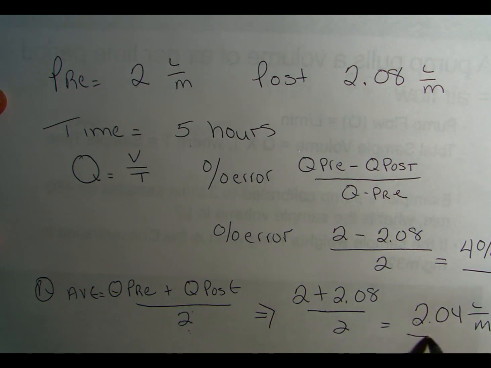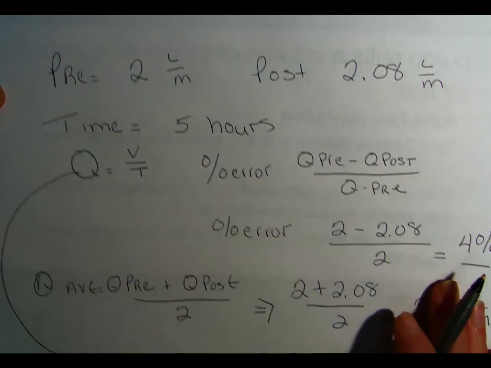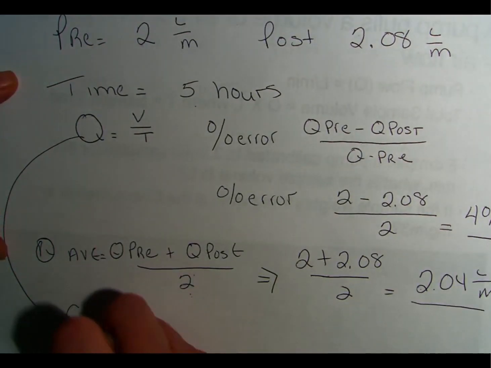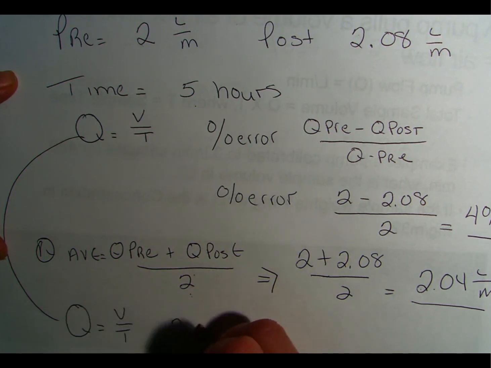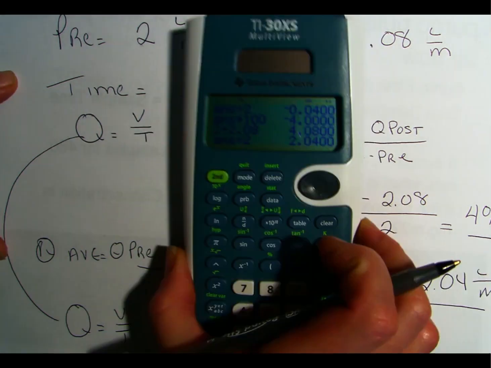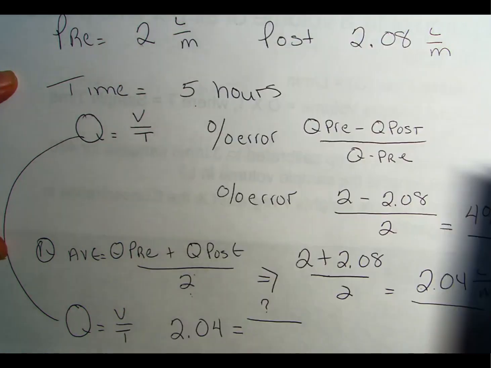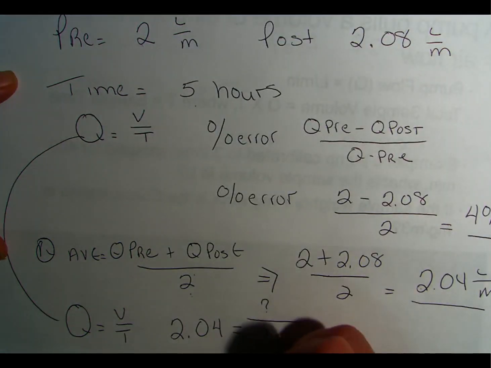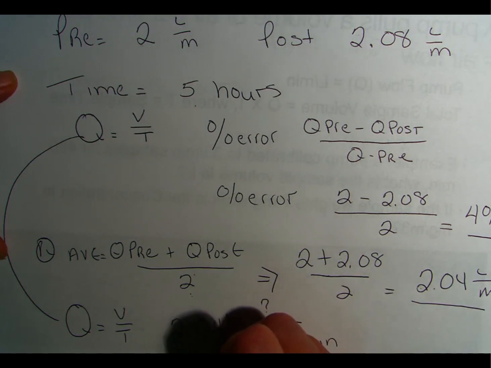Now I need to use this to come up with a sample volume to send to the lab. I'm just going to use this formula right here. Q equals V over T. So that's 2.04 equals some volume over my time. So I had 5 hours times 60 minutes in an hour, which would give me 300 minutes. This was liters per minute.